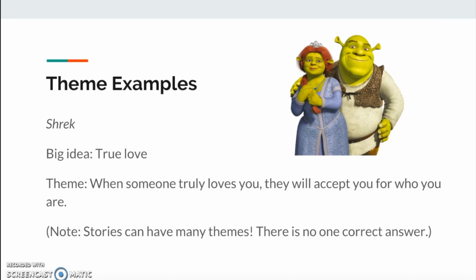I'm going to make a quick note here that stories can have lots of themes, and there is no one correct answer. I could have also said the big idea from Shrek is teamwork, and that the theme is that when people work together, they can accomplish anything.